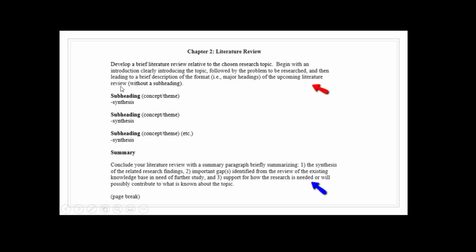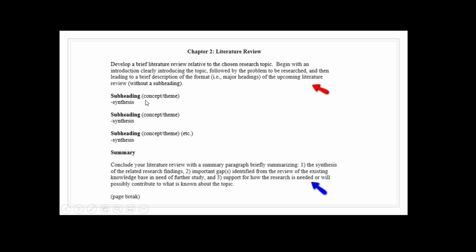So this is the brief literature, the developing of an introduction, 2 paragraphs, 3 paragraphs, and this is what's covered in there. You don't use a subheading. You don't write introduction up here. And again, write out the word 2. So it would be chapter 2, it's written out.